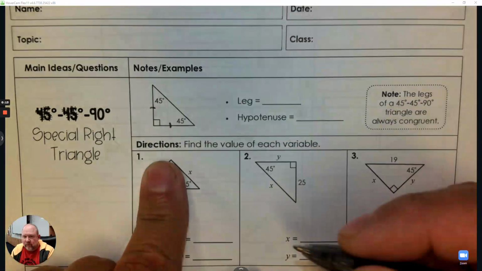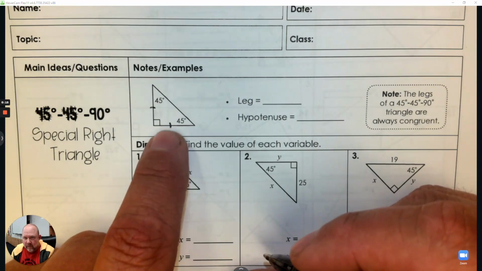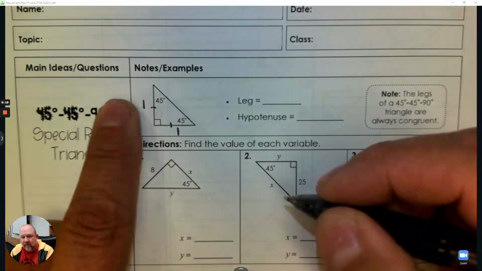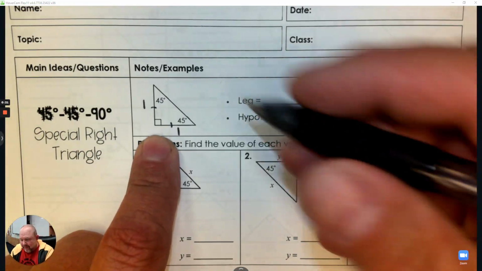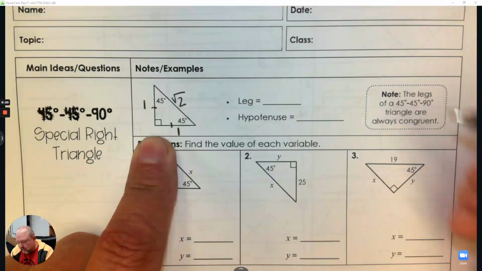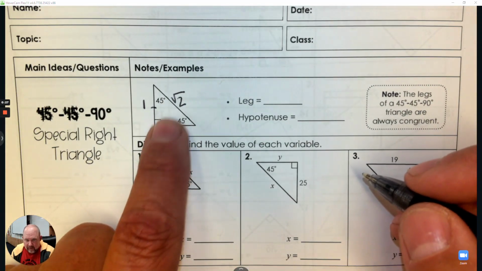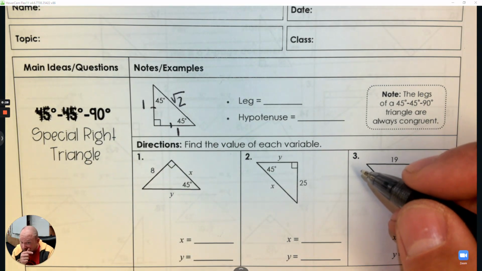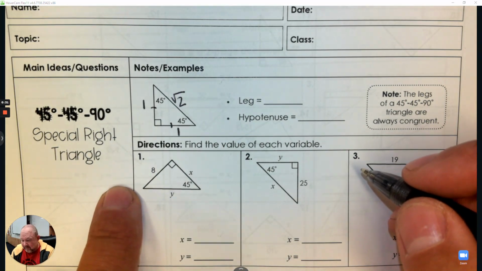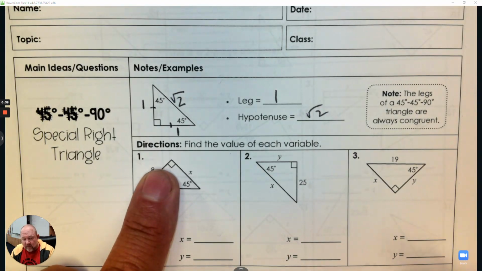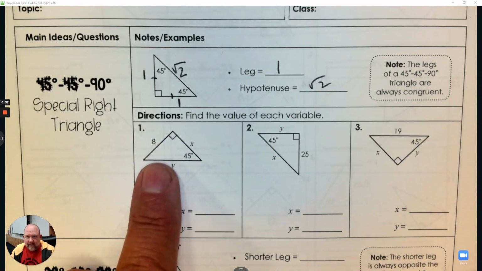It's isosceles, which means two sides are the same length. And so the ratio of those two sides that are the same length are 1 and 1. And the hypotenuse is root 2. If I know any part there, I can find all parts by either multiplying or dividing by root 2, knowing it is isosceles. So in this case, the leg is 1 and the hypotenuse is root 2. So let's see what that means.